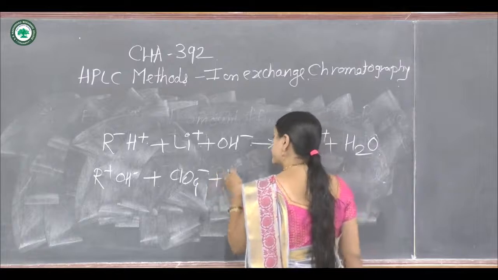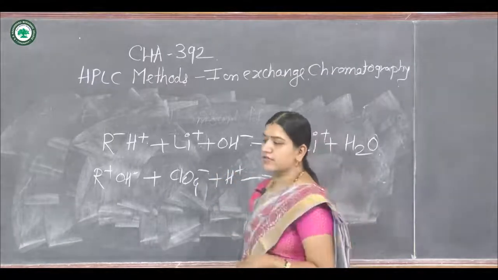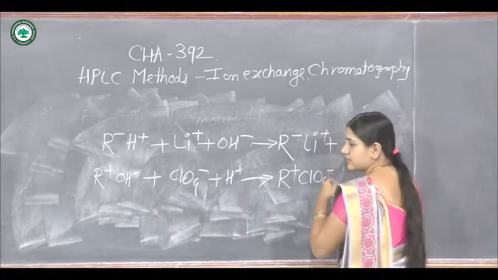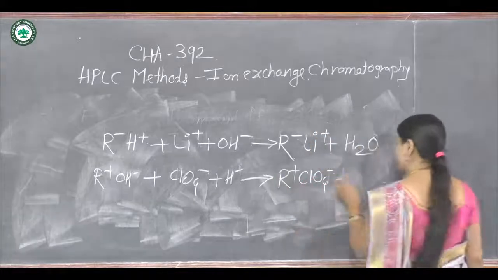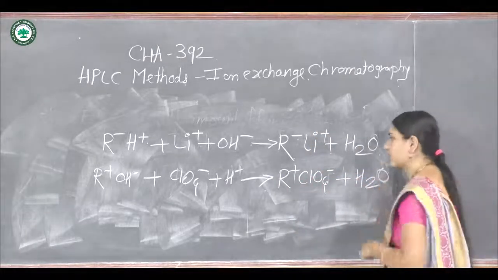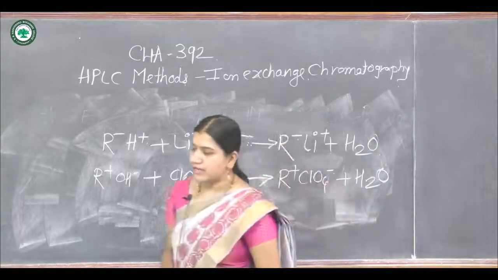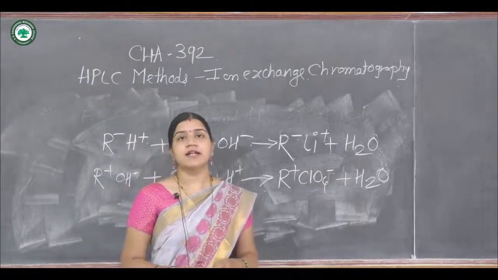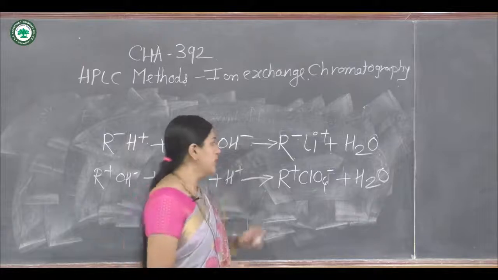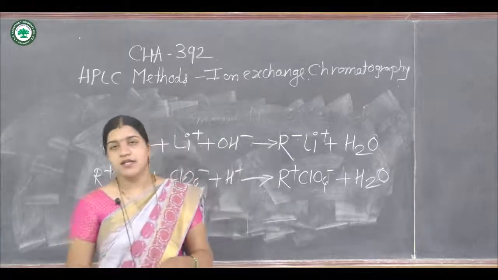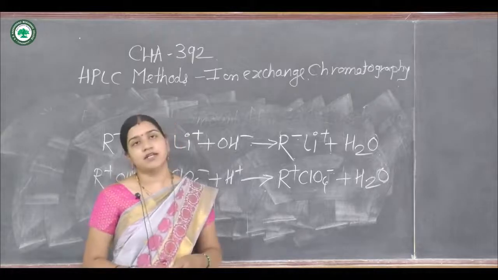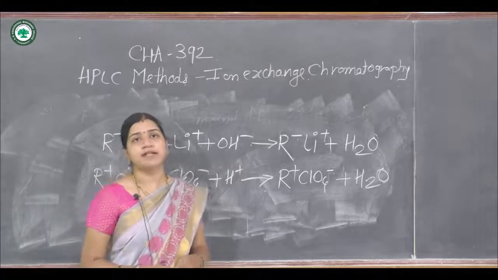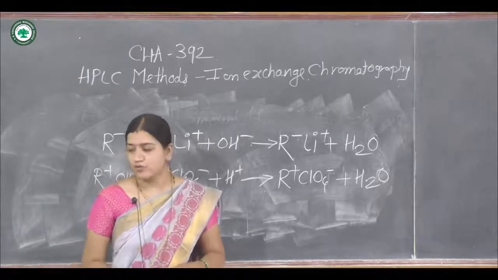then in this case R plus ClO4 minus plus H2O. So these are the reactions where the new counter ions are directly pumped through the column, and the possible reactions obtained are these. They may be in the cationic form or the anionic form. So this is all about the practical hints of ion exchange chromatography.